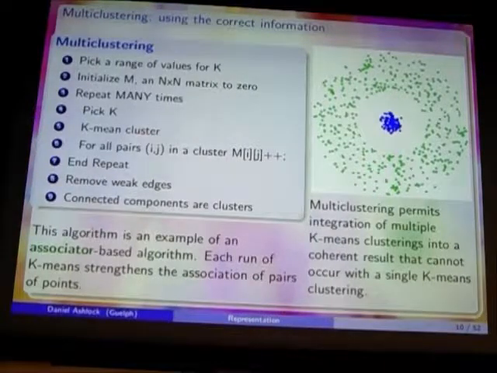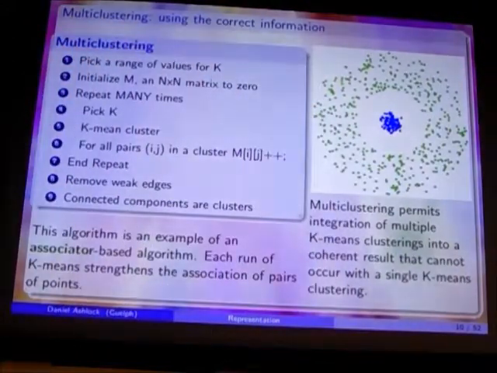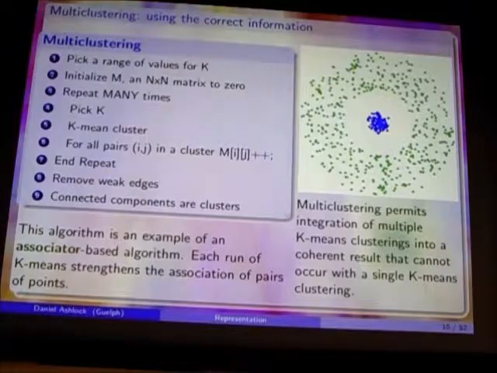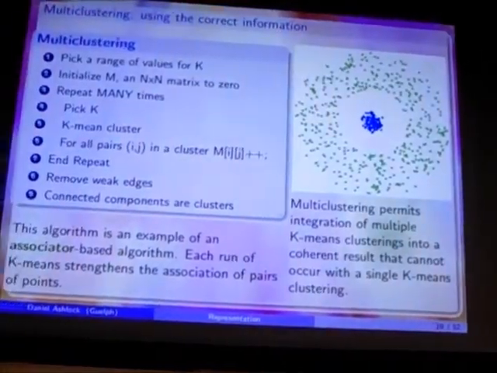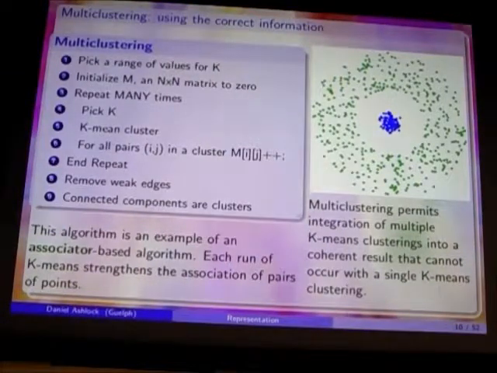Okay, so here's a different algorithm, which I call multi-clustering. You pick a range of values for k, and this is the k in k-means. You initialize this big matrix over the entire data set, which, if it's a big data set, you store as a sparse matrix. Then over and over, you pick a k from your possible range of k's, you do k-means clustering, and for any pair of points that are put together in a cluster within a particular k-means clustering, you increment the strength of connection in the matrix, and you just keep doing it. Then you remove the weak edges, and connected components are clusters.